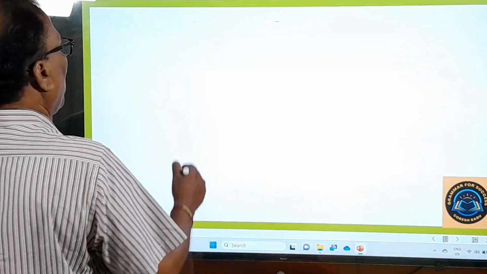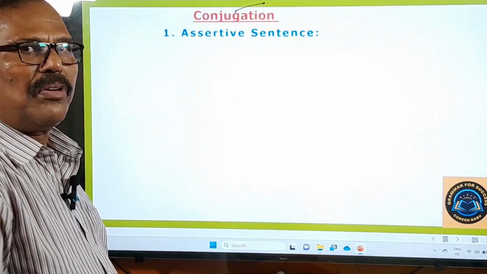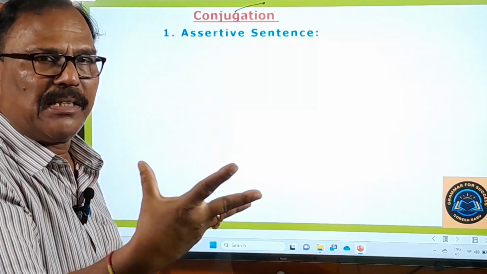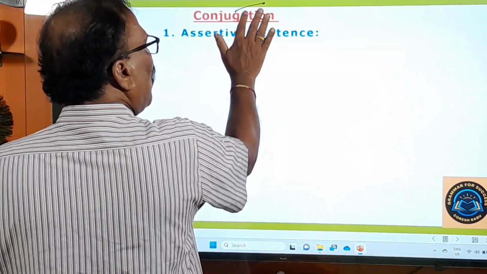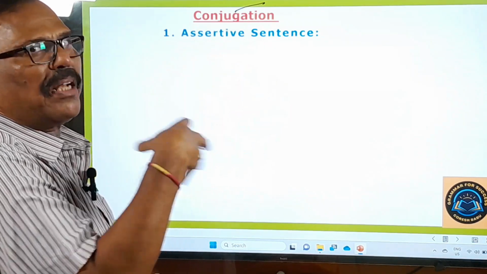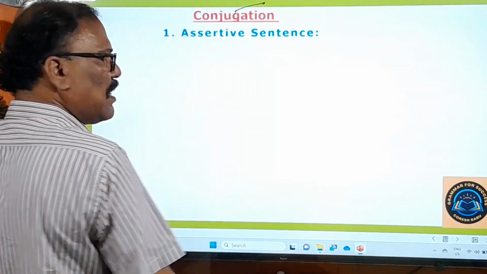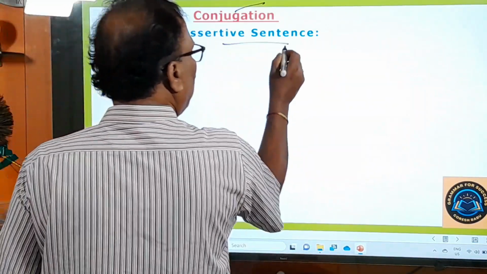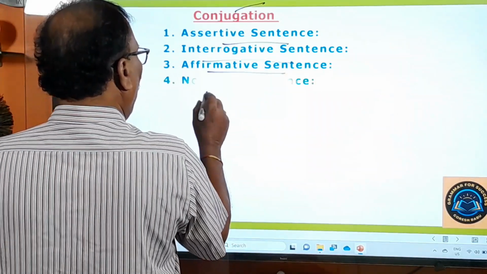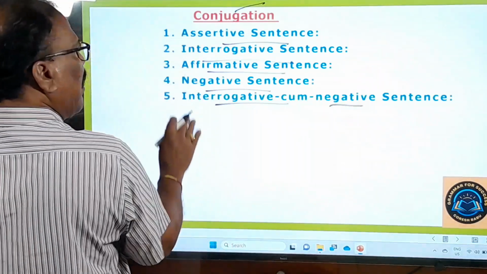We have come to the last point, that is conjugation. To know this is very, very important. If you wish to have a command of this simple present or any tense, you must know this conjugation. Conjugation means changing the sentence from one pattern to another pattern. So that is called conjugation. So there are 5 kinds of sentences from one angle: assertive sentence, interrogative sentence, affirmative sentence, negative sentence, and then interrogative-cum-negative sentence. So in this way there are 5 kinds of sentences.